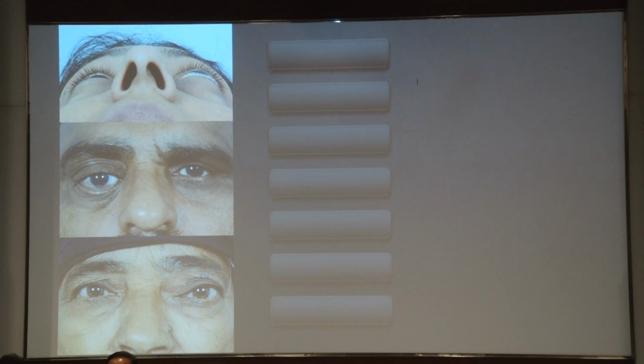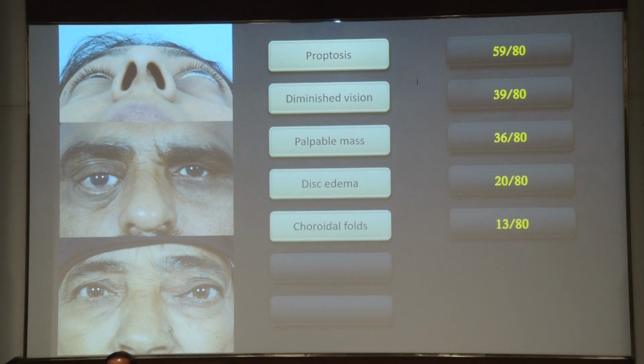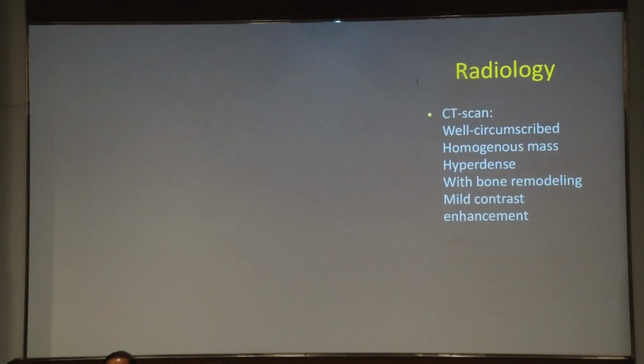We saw a myriad of clinical presentations, proptosis being the commonest, diminished vision, palpable mass. Disc edema was also present in certain cases along with choroidal folds. Strabismus and ptosis were also common findings.